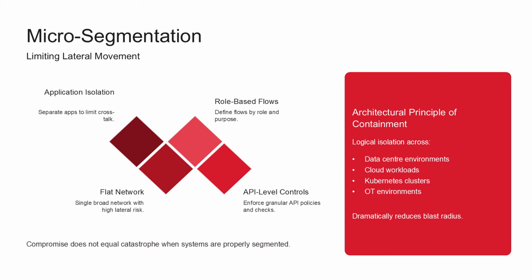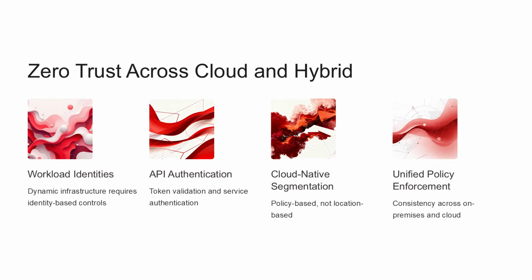Micro-segmentation is not just a networking concept, it is an architectural principle of containment. You must design systems so that compromise does not equal catastrophe. Zero trust becomes even more critical in hybrid and cloud environments. In cloud platforms, infrastructure is ephemeral, workloads scale dynamically, APIs expose services externally, DevOps pipelines deploy continuously. You cannot rely on static IP-based controls.